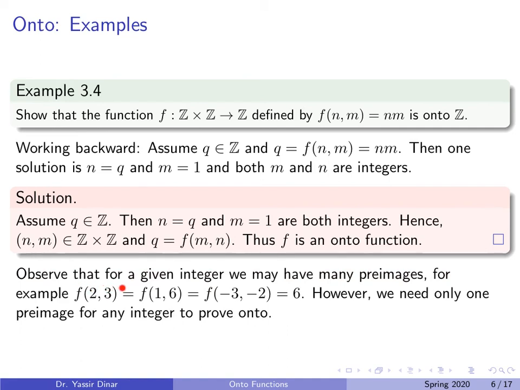We observe that for a given integer, we may have many pre-images, many pairs which go to this integer. For example, f of 2, 3, and f of 1, 6, and f of minus 3 and minus 2, all of them have the same image, 6. However, to prove something is onto, we need just to prove that you have at least one pre-image. So in this example, we prove that we have one pre-image by taking the number q itself and 1. This finishes the first part about onto functions.